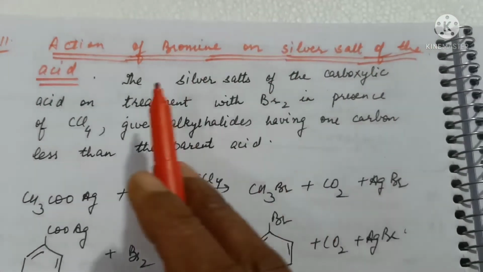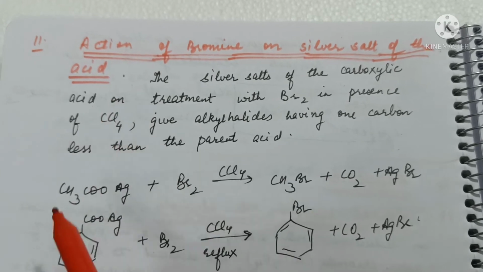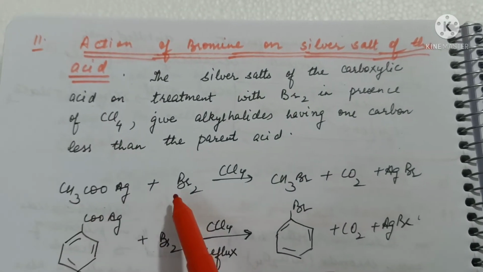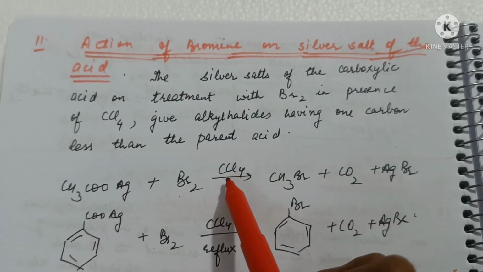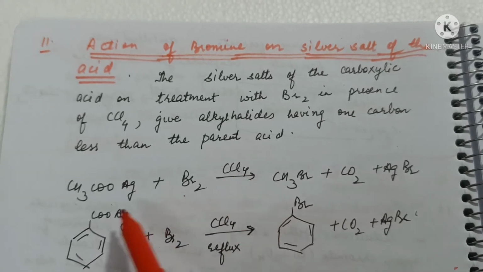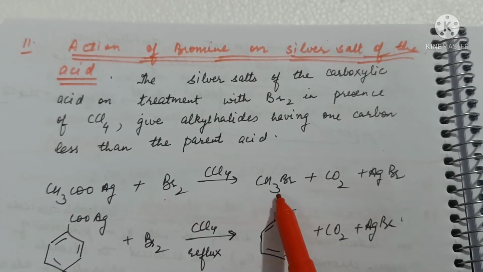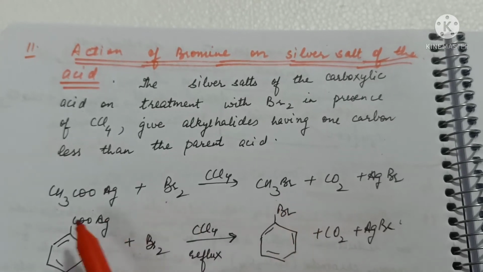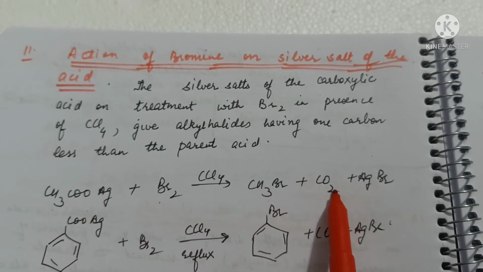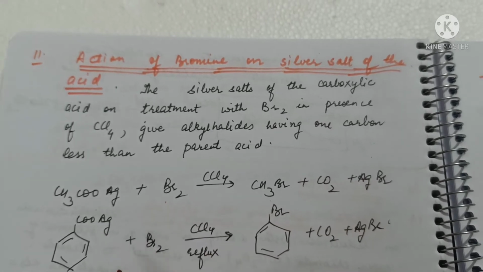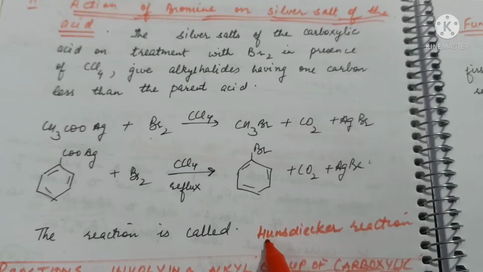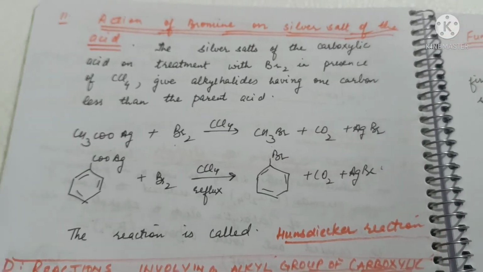Action of bromine on the silver salt of the acid. When the silver salt of a carboxylic acid is heated with bromine in presence of carbon tetrachloride, carbon dioxide is lost and an alkyl bromide with one less carbon atom is formed along with carbon dioxide and AgBr. This reaction is called the Hunsdiecker reaction.